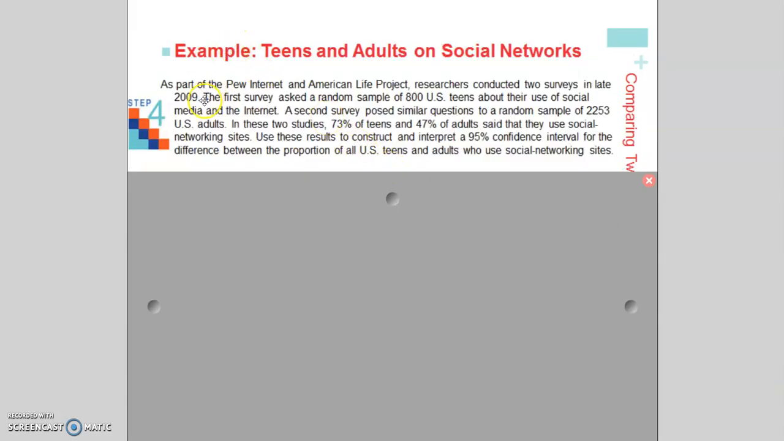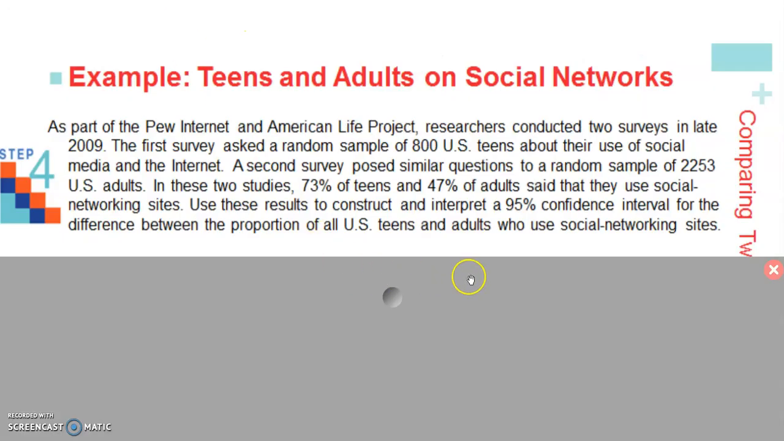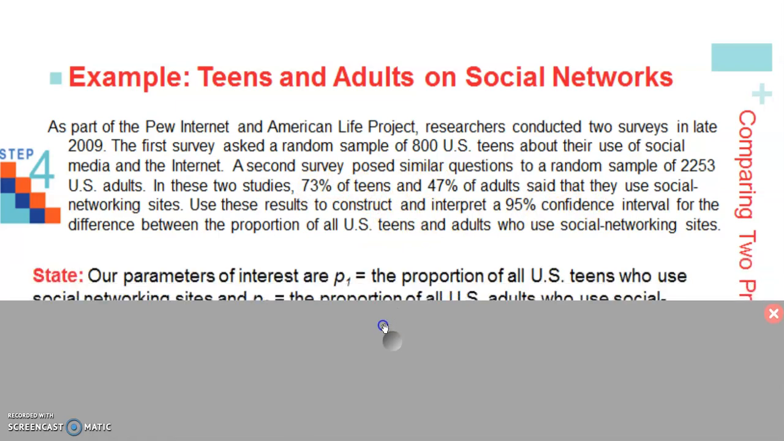Let's do the 4-step process to create a confidence interval for this situation. There were 2 surveys in late 2009. The first one asked 800 U.S. teens about their use of social media on the internet. The second one posed similar questions for 2,253 U.S. adults. 73% of teens and 47% of adults said they use social networking sites. Obviously, teens use social networking more, but let's construct a confidence interval for how much more they use them. So here we go.